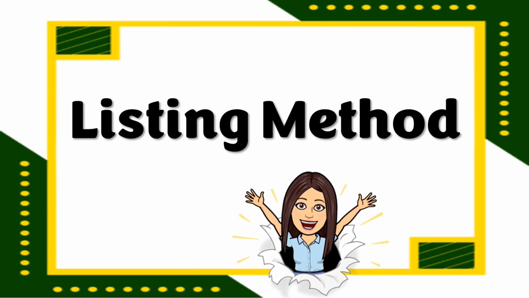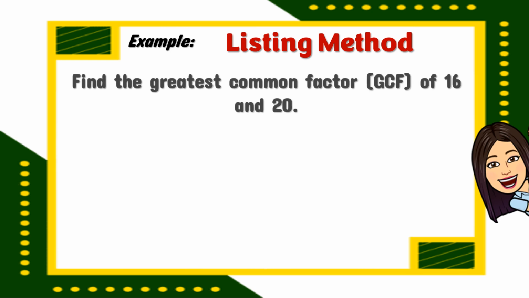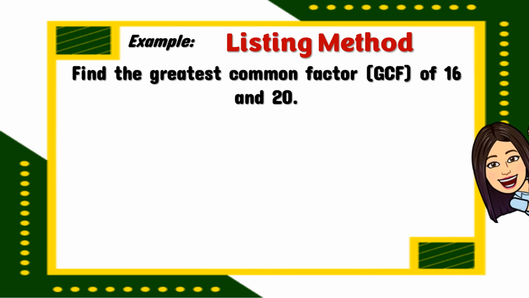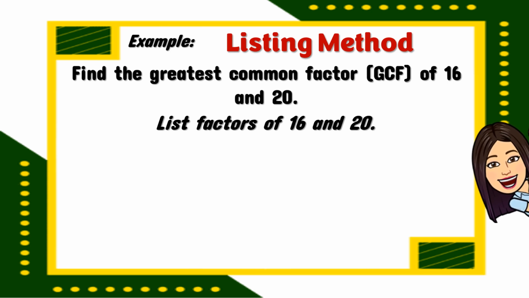Listing method. For the first example, let's find the greatest common factor or GCF of 16 and 20 using the listing method. First, list factors of 16 and 20. When you say factor, it is a number that can be multiplied with another number to get the original number.